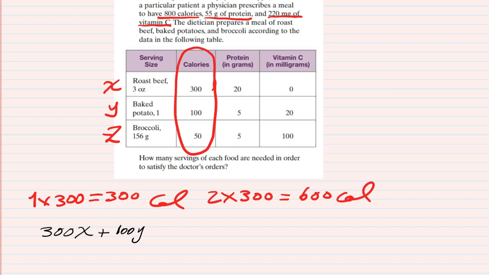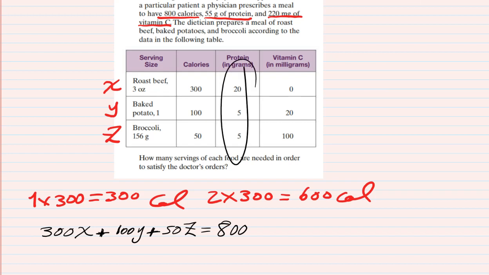And likewise, 50z would be the total calories from so many servings of broccoli, right? Now we add them because the patient is going to be served a meal made up of those 3 ingredients, assuming the patient actually eats all 3. So the sum of these calories should be 800. Now similarly, we can do this for protein intake, right? The protein, 55 grams.